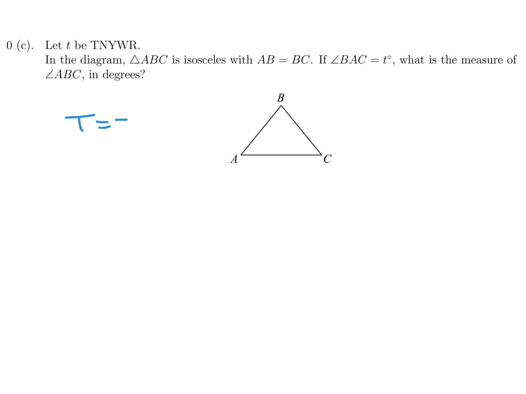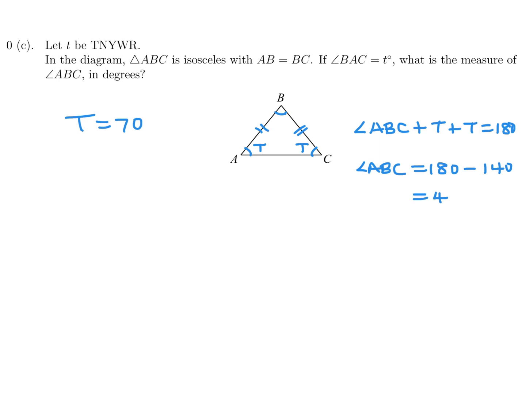T is the answer to the previous question, which was 70. In the diagram, ABC is isosceles, AB is equal to BC, and angle BAC is t degrees. What is the measure of angle ABC in degrees? If AB is equal to BC, then that means this angle is the same as that angle. And they've said that BAC is t, so that means that's t. And therefore, angle ABC plus 2t is equal to 180 because the sum of the angles of a triangle add up to 180. Well, t is 70, so that means that angle ABC is 180 minus 2t, which would be 180 minus 140, right? So that means angle ABC is 40 degrees.